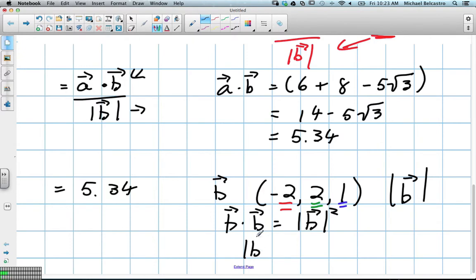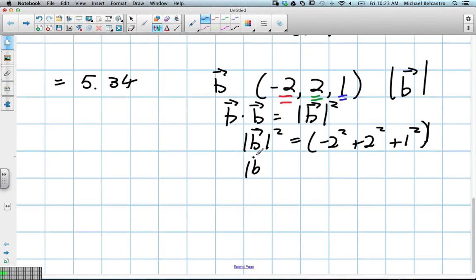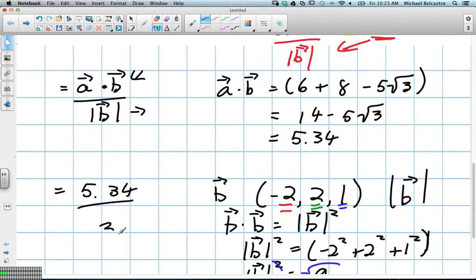So the magnitude of B squared is equal to negative 2 squared, I guess we'll write it out that way, plus 2 squared plus 1 squared, which means the magnitude of B squared is equal to 9. Great. But that's not just the magnitude of B. We need to isolate for the magnitude of B, which means we need to find the square root of 9, which means the magnitude of B would be a value of 3. So the bottom of our formula now is the value of 3.